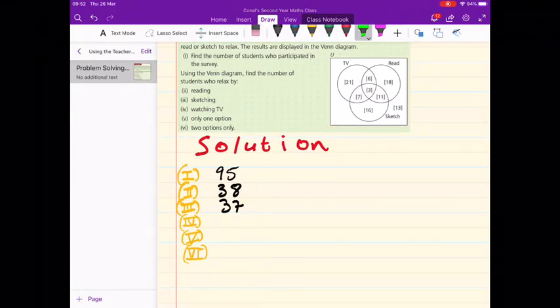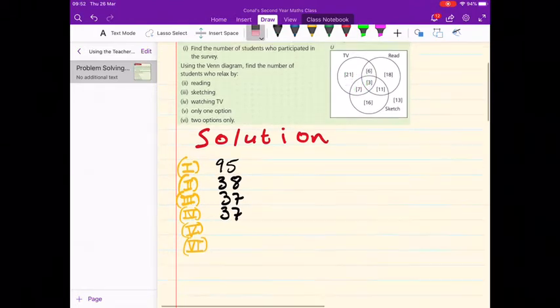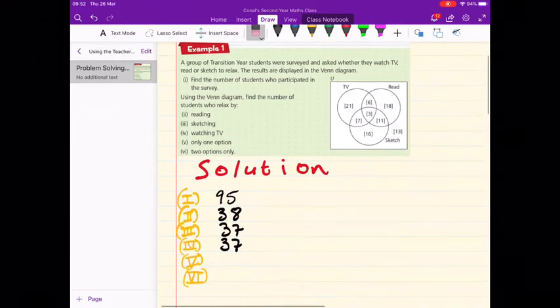Then how many students relax by watching TV? So the number of students that relax by watching TV is 21, plus 7, plus 3, plus 6. So 7 and 3 again is 10. Add that to the 21, we get 31, and add it to the 6, we get 37. Now, very unlikely in this day and age that you have more students relaxing by reading than watching telly.